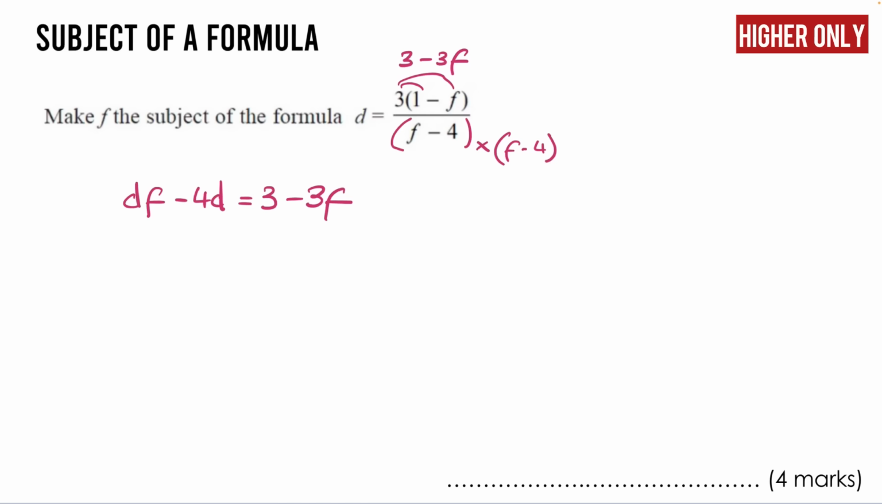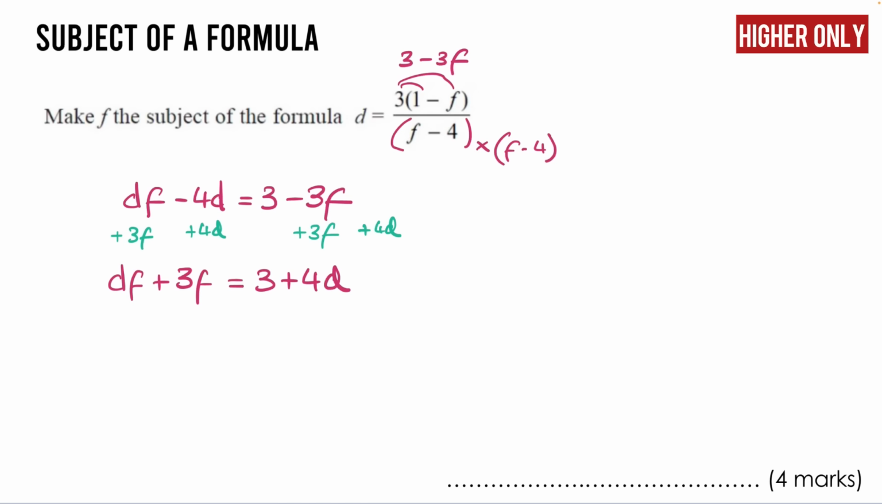Now I'm going to move the piece that we're trying to make the subject, the f's, to the left. So I'm going to add 3f to both sides, and I'm going to add 4d over to the other side as well. So I'm skipping a few steps here just to reduce the amount of working out. So I have df and I'm adding 3f. The 4d's going, so we have 3, and we're adding 4d to the right.